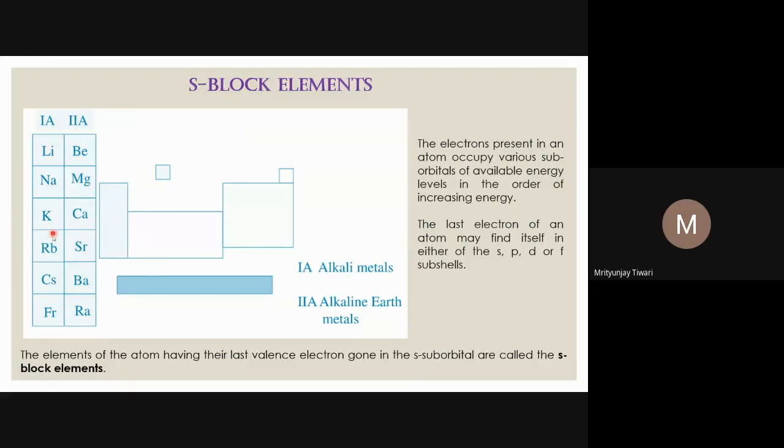All these metals have one electron in their outermost shell, and all these elements are metals. These elements have two electrons in their outermost shell. So the electronic configuration of this group will be ns1 in the outermost shell, and for this group it will be ns2.